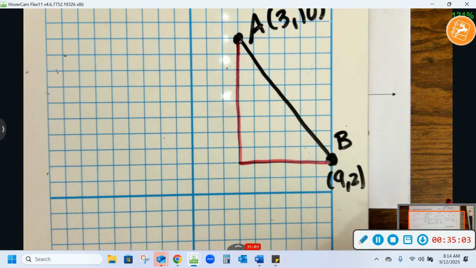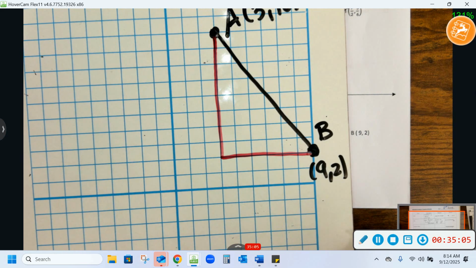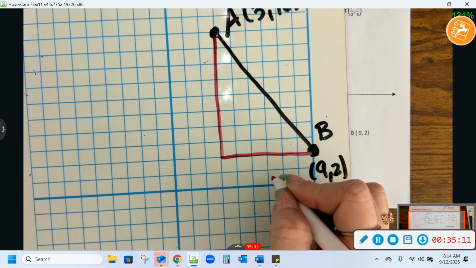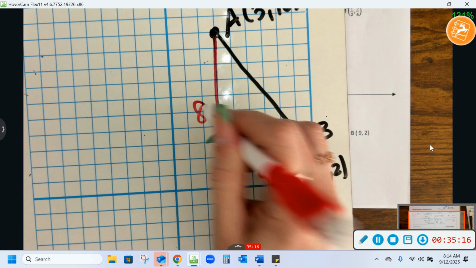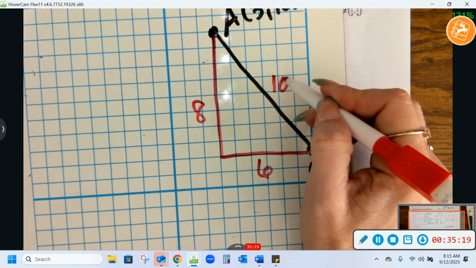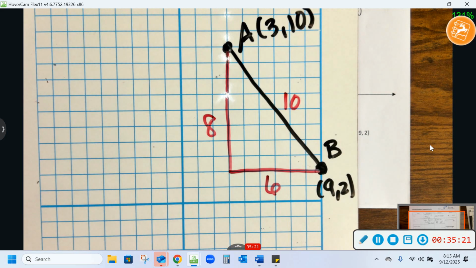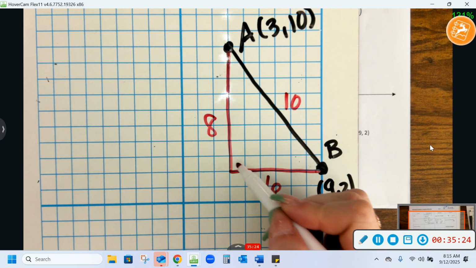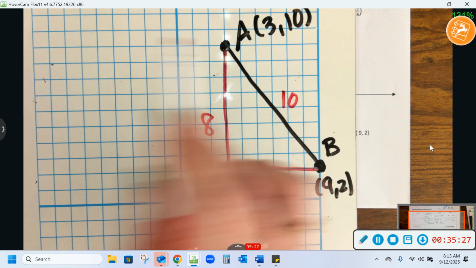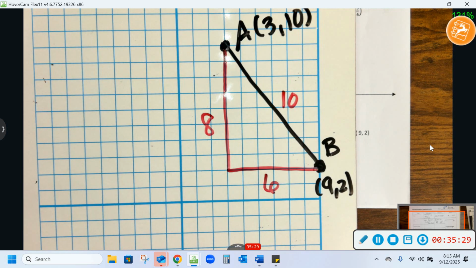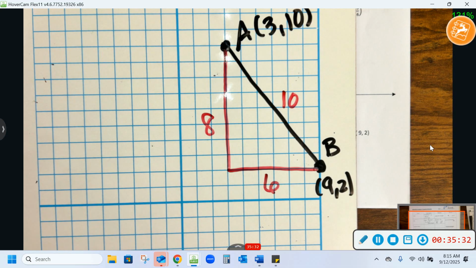Hey, watch. Stop drawing and watch. Ready? This is 6. This is 8. That means this is 10. 1, 2, 3, 4, 5, 6, 7, 8. It's okay. Well, how did I know that so quickly? I can do the Pythagorean theorem. 6 squared plus 8 squared. 64 plus 36 is 100. Right. So I end up getting the square root of 100, which is 10.